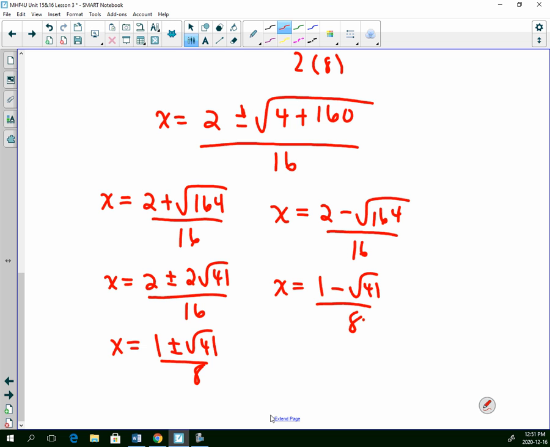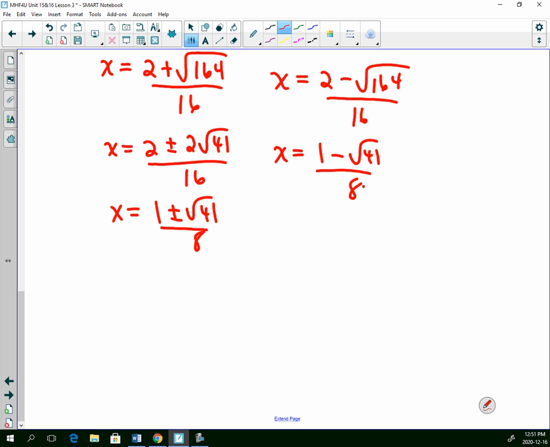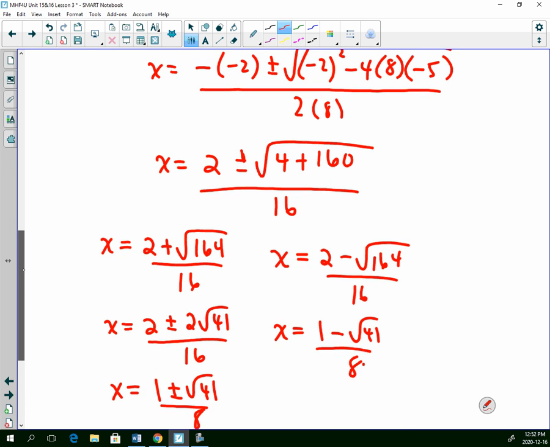I could leave it in exact form, or you can do it in decimal form. Either answer is acceptable. Divided by 8. So one answer would be 0.93. And the other answer would be -0.68. So either answer is fine. If you leave it in exact form, just make sure it's in mixed radical form.